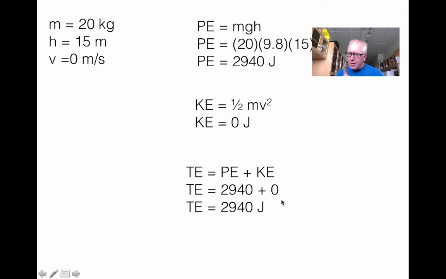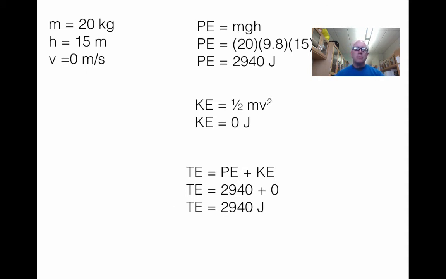Now, think about this for a minute, because this is an important concept. We're going to now look at the snowboarder as they go down the hill. But a key point is that the total energy won't change. It's a simplifying assumption. In real life, it might. We might lose some to friction. We're going to assume that the total energy stays at 2,940, that the potential energy and the kinetic energy will always add up for this problem to 2,940.